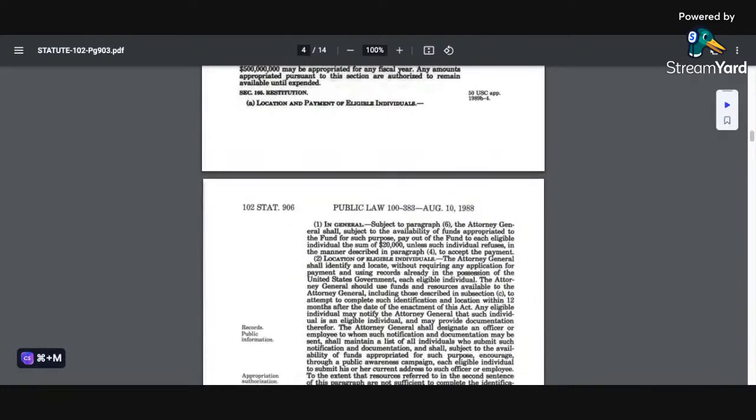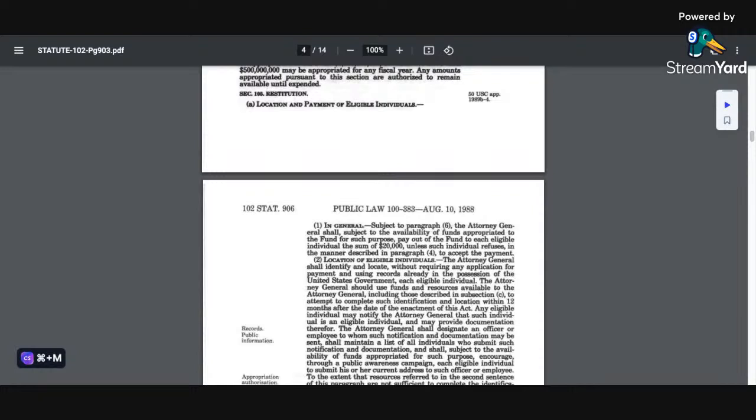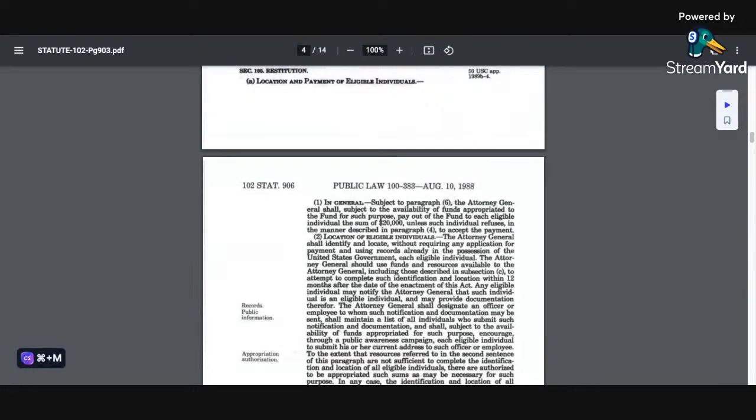So they already had their amount, $1.25 billion. Section 105, Restitution. A. Location and payment of eligible individuals. So this is the second mention of eligibility.